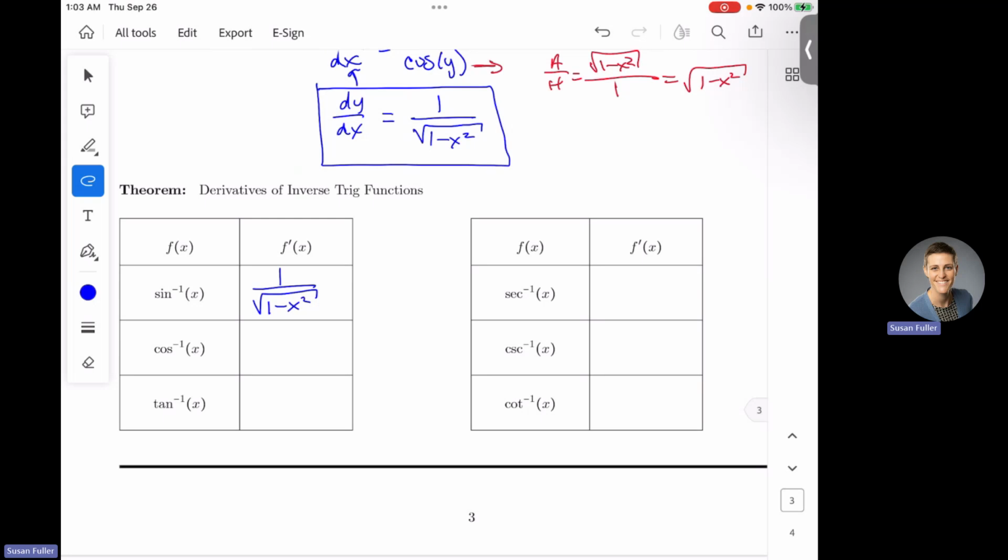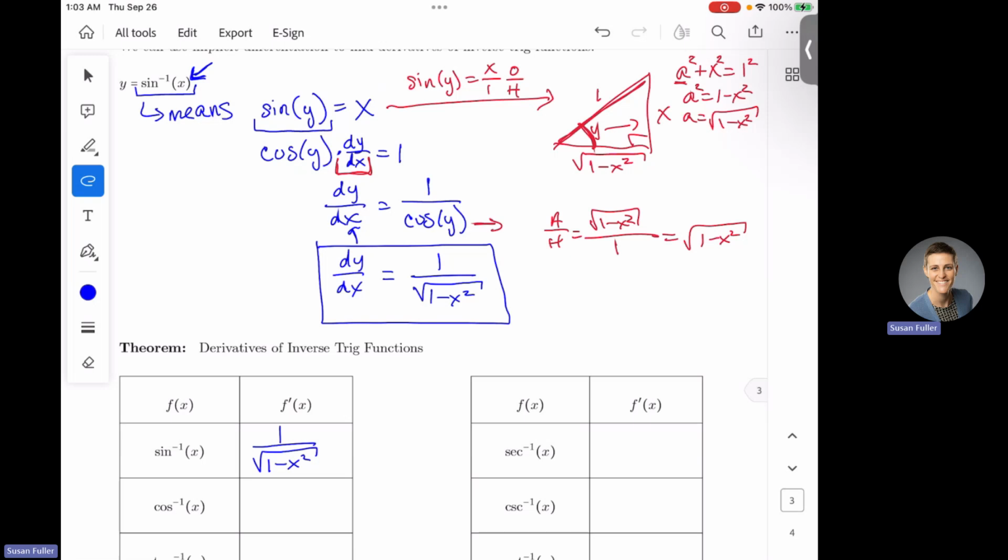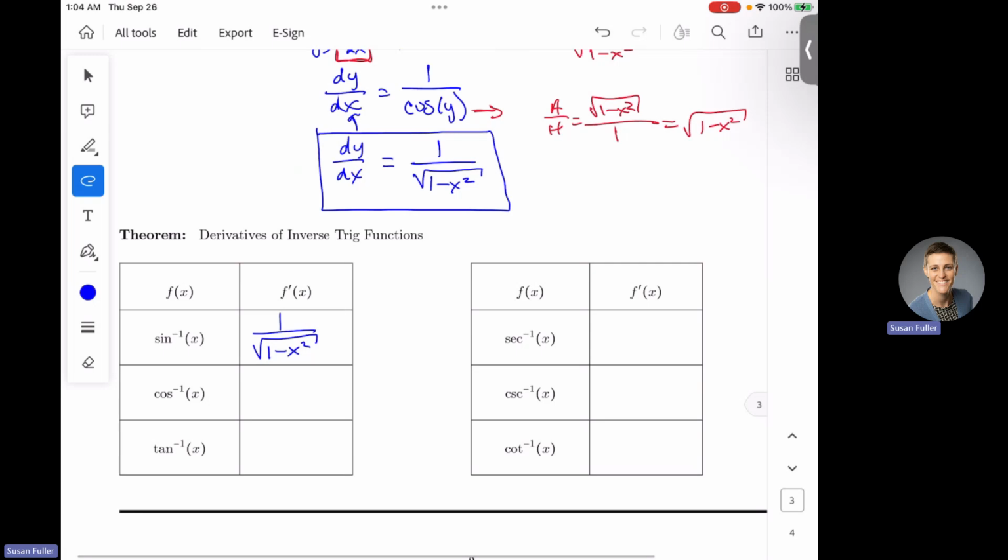To do the inverse cosine of x, you could rewrite it using what an inverse function means, and you could do cosine of y equals x. You would do your derivatives and you would solve everything out and come back to x, and you would find that the inverse cosine of x's derivative is negative 1 over the square root of 1 minus x squared. Notice it's the same as arcsine, it's just negative. These two are related. They're the same, just one's negative.